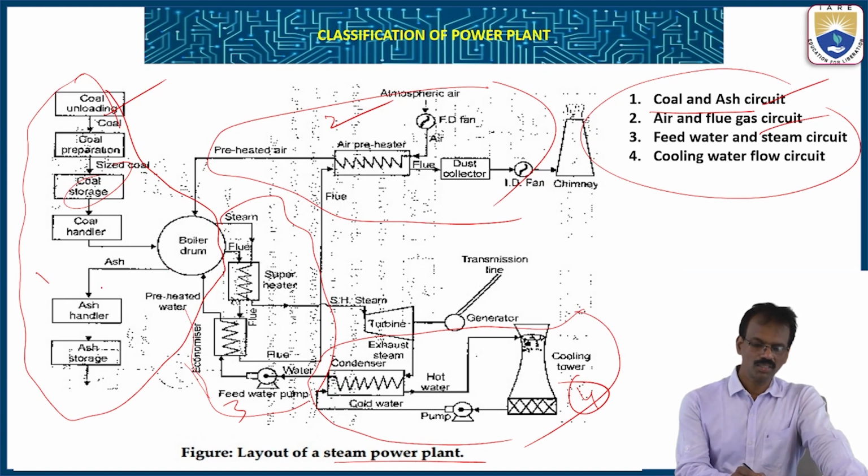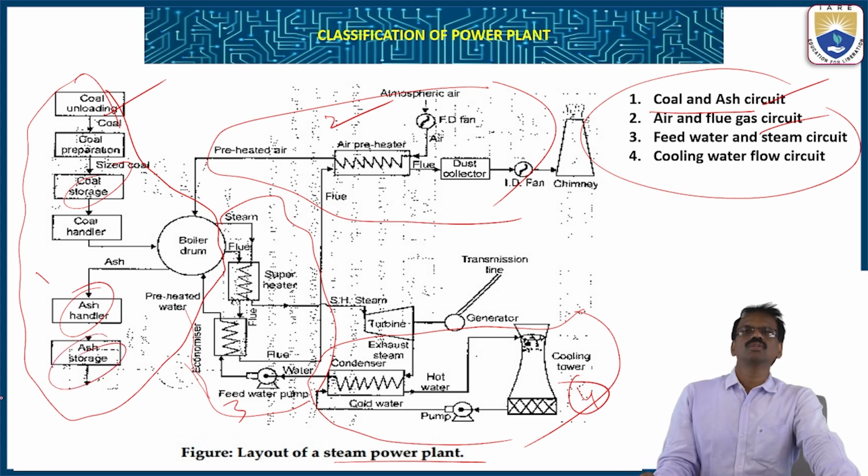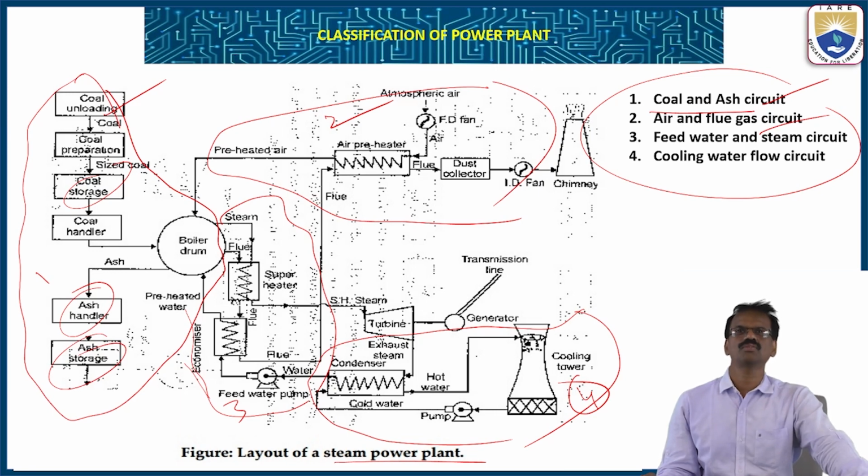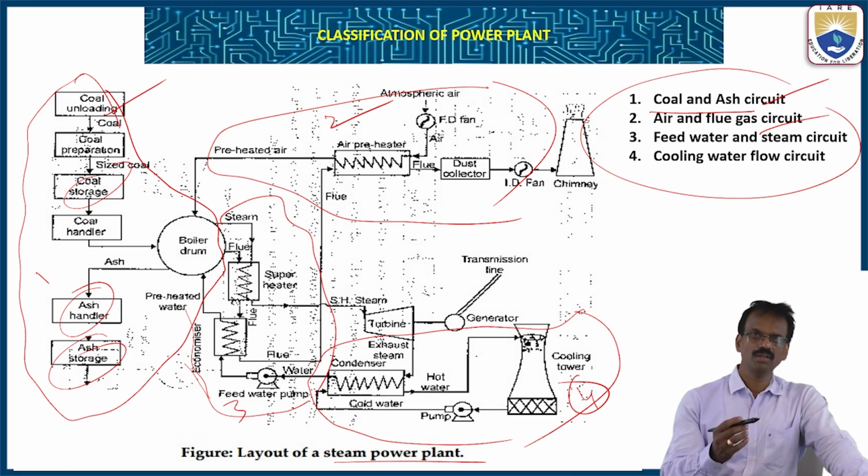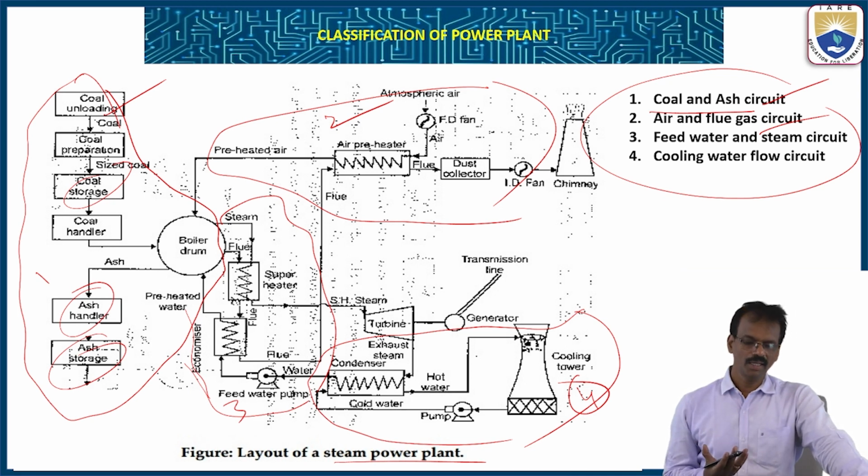So ash collection and ash storage are very important. Along with the ash, you will get some gases also, very poisonous type gases. Controlling of those gases and flue gases is also very important. So we'll see the handling of the coal and the handling of the ash. That is section one.